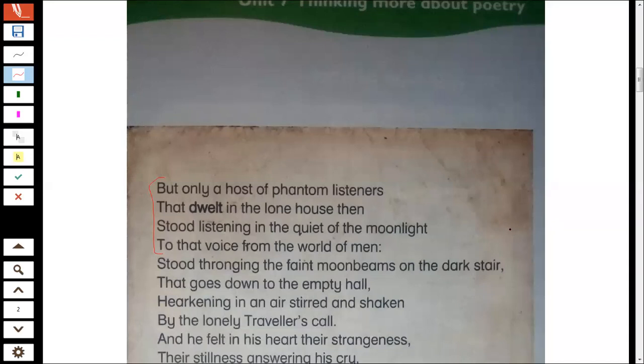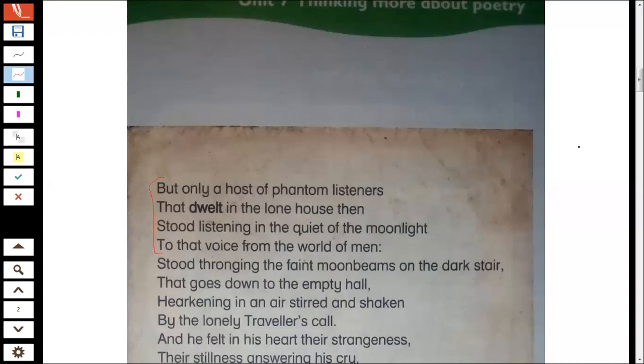Now the traveler went to the idea of having ghosts. And a phantom is a ghost inside the house. That dwelt. Dwelt means lived. Lived where? In the lone house then. So dwelt, as we said again, means lived. In the lone. Lone is a word that means single or lonely. So the house is lonely and alone. Its owners lived there a long time ago.